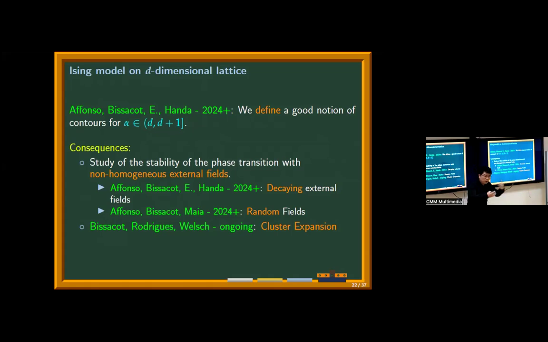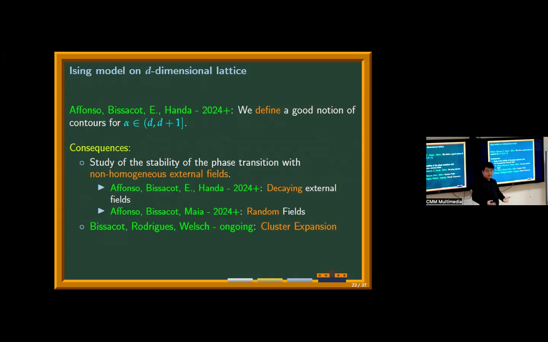Right? If you followed the talk, you saw that in most cases, the reason why we define the contour is to show phase transition. But there were already some questions about completeness of the phase transition for alpha larger than d. What's the point of defining this contour? So the important thing here is that contours are not only to show phase transition. Once we have contours, we can get much more information about the model.